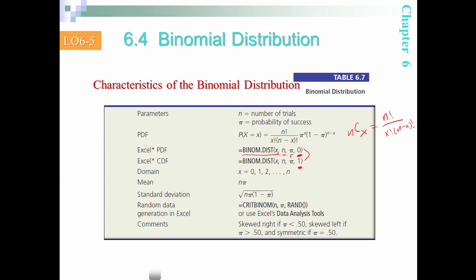So what are the values that can be put into this function? We have x, which is anything 0, 1, 2, 3, all the way up to n, and pi has to be between 0 and 1, we already mentioned that, and n of course has to be bigger than 0.